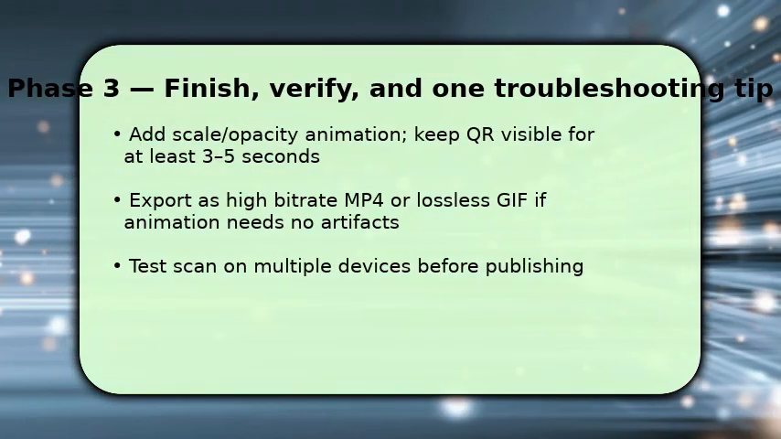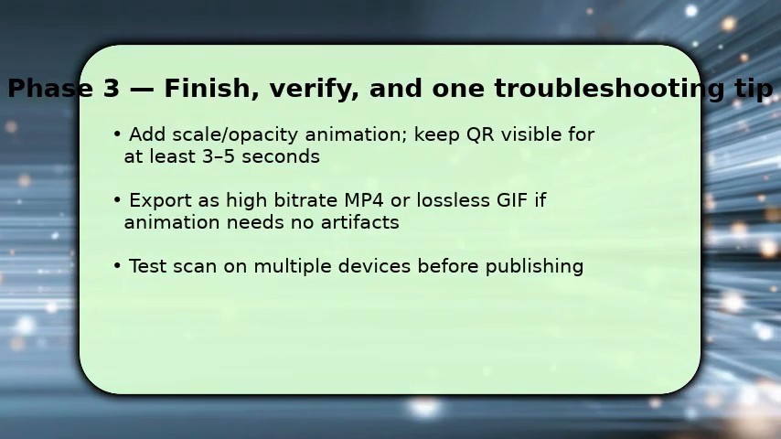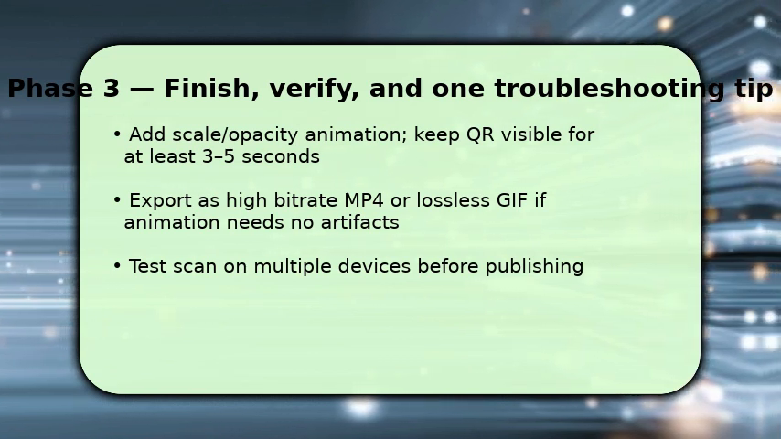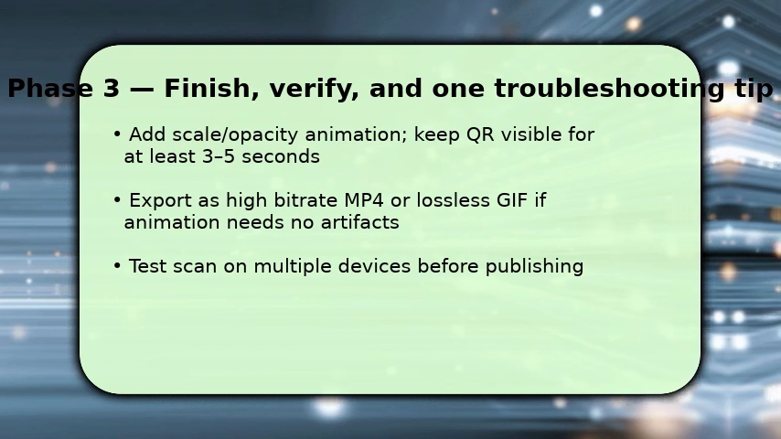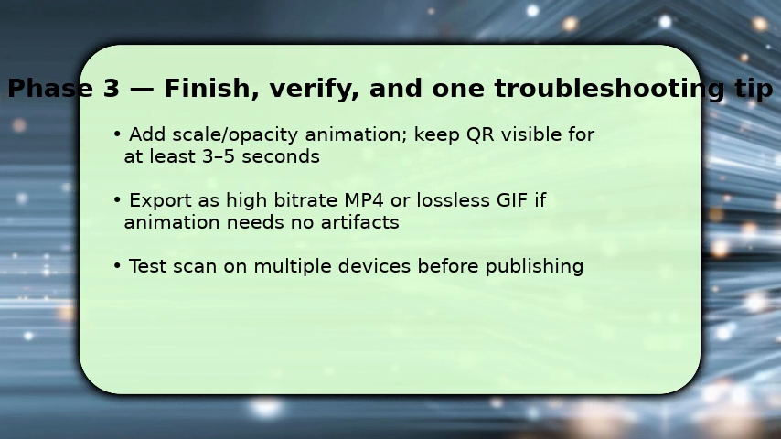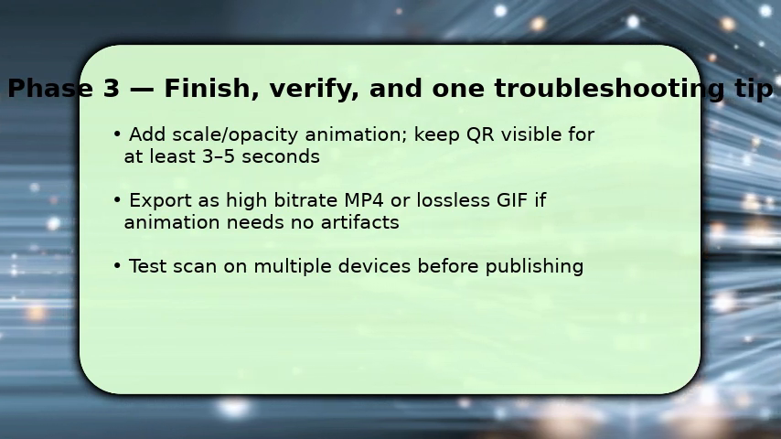Finish by animating subtly. A small-scale pop or steady fade-in works. Avoid movement that blurs the code. Once satisfied, export with high bitrate so compression doesn't break QR modules. Choose MP4 H.264 or lossless GIF for short loops.